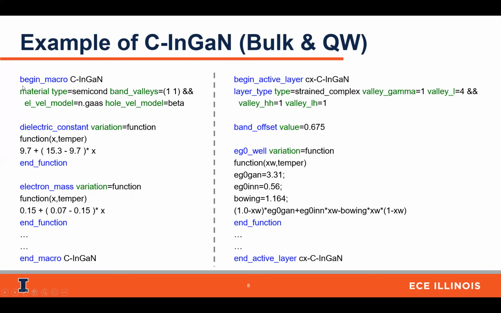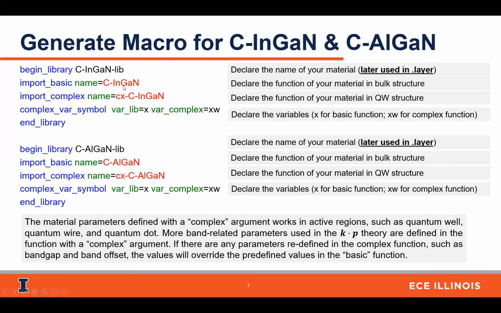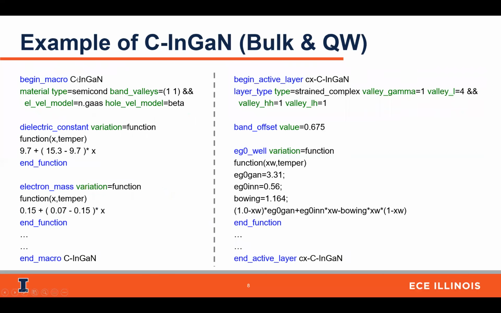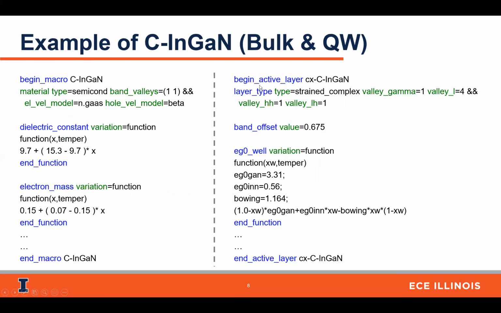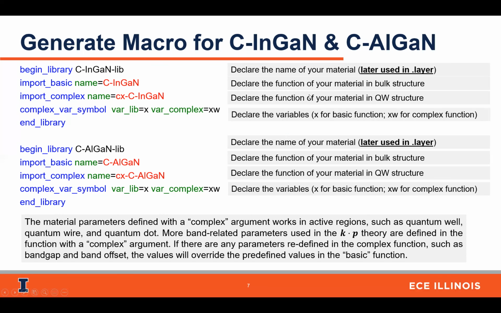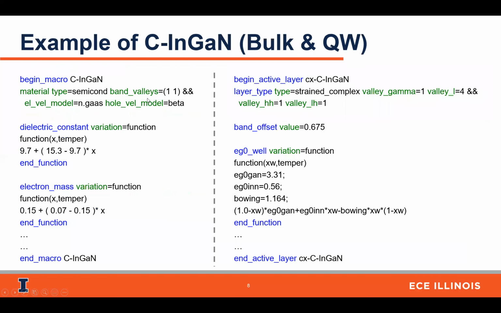On the left-hand side is the basic one. On the right-hand side is the complex one. If you remember, we have C InGaN and the CX complex C InGaN. On the left-hand side, I have begin macro C InGaN, so this name has to be the same as the one shown here. And on the right-hand side, we have begin active layer and complex C InGaN. So this name also has to be the same as the predefined complex material library here.